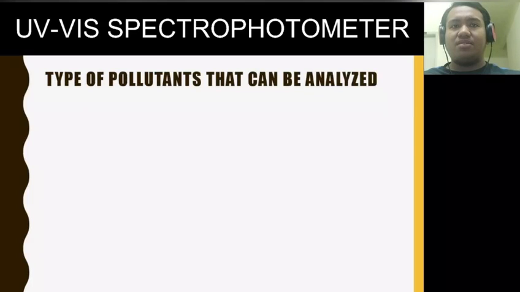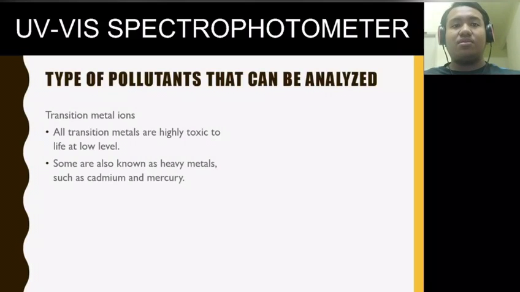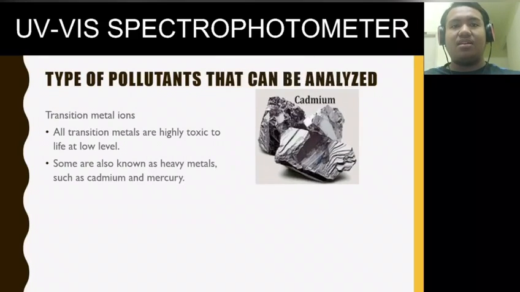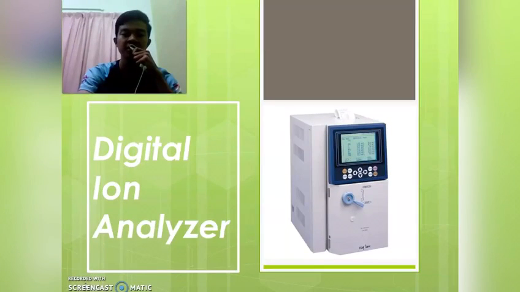Types of pollutants that can be analyzed. Transition metal ions. All transition metals are highly toxic to life at low levels. Some are also known as heavy metals, such as cadmium and mercury. And I will explain about this digital ion analyzer. This is the instrument to analyze the ion content in the sample.